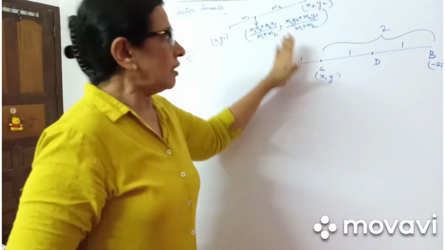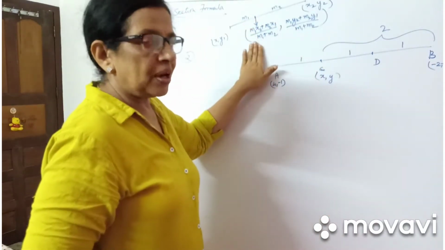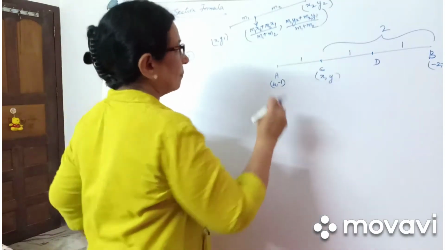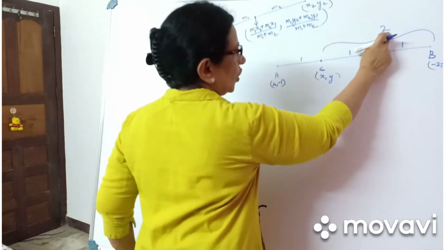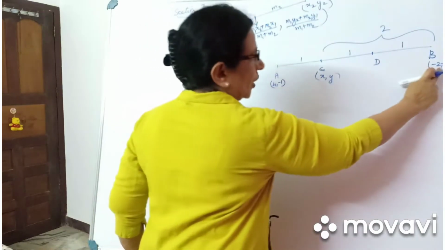Now we are going to use our usual formula. Here this is your m1, this is your m2, this is your x1, y1, this is your x2, y2.